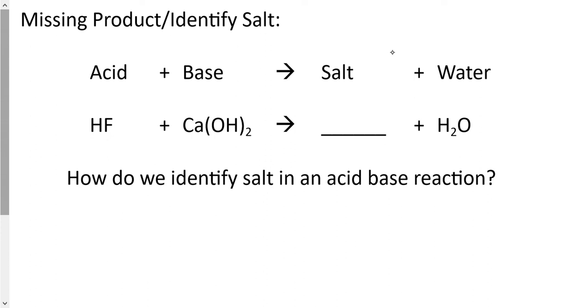How do I know HF is an acid, or how do I know CaOH2, calcium hydroxide, is a base? To answer that question, you can look at reference tables K and L. Table K listed common acids, table L listed common bases. So calcium hydroxide, OH, that's an indication of a base. So if that's a base, HF must be an acid. So we know that acid and base will produce salt and water.